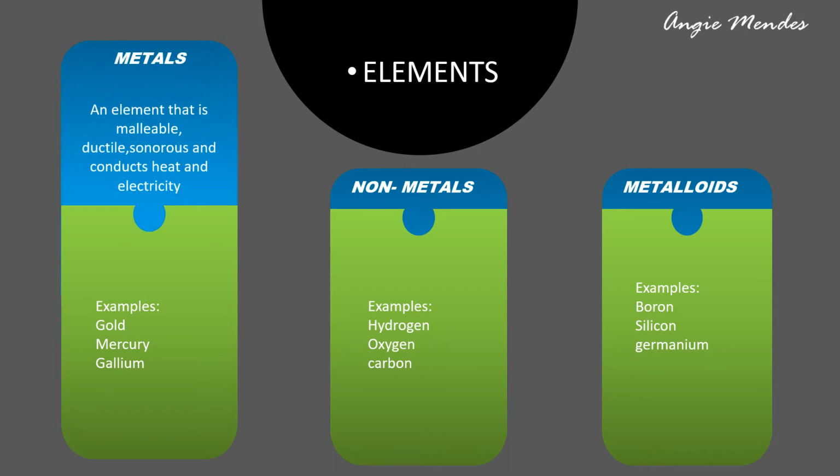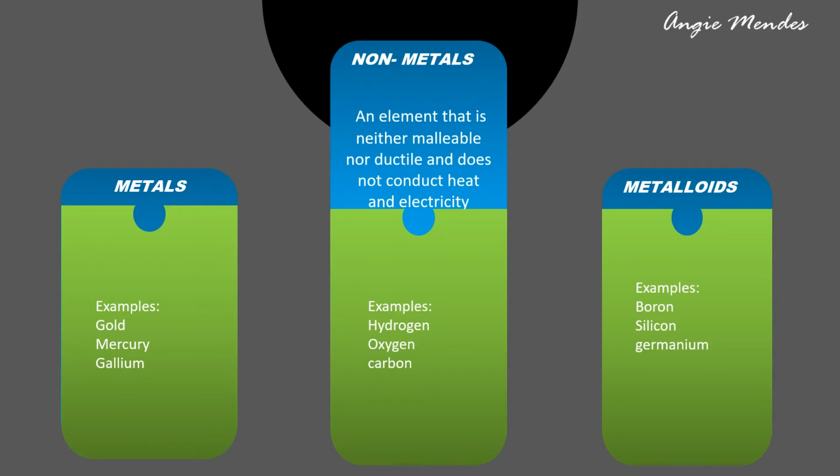Now, what are metals? A metal is an element that is malleable, ductile, sonorous, and conducts heat and electricity. Malleability means that the metal can be hammered into thin sheets. Ductile means it can be drawn into wires. Sonorous means making a ringing sound when hit, and they can conduct heat and electricity. Examples are gold, mercury, gallium.